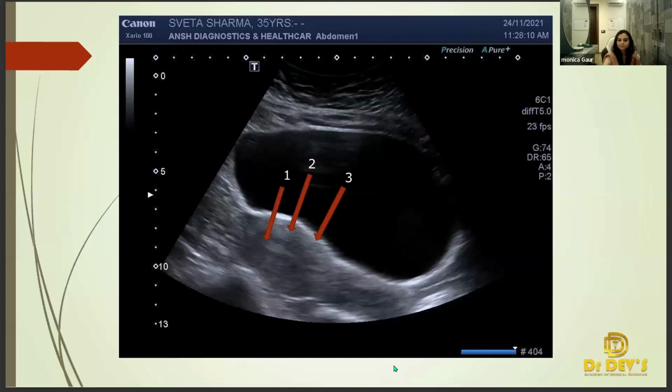Anterior, posterior, should it be right or superior? Answer for yourself. We see the whole length of the uterus, that means this is a longitudinal scan. So this has to be superior and this has to be inferior side. Endometrium, myometrium, perimetrium. Perimetrium is the outermost layer of the uterus.